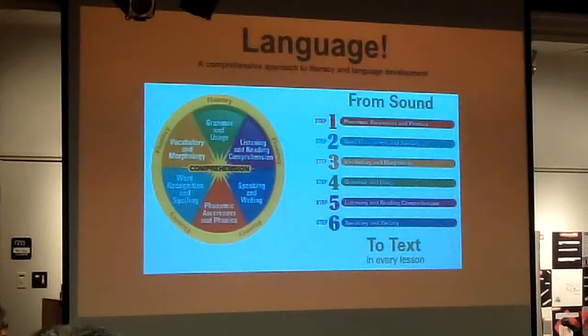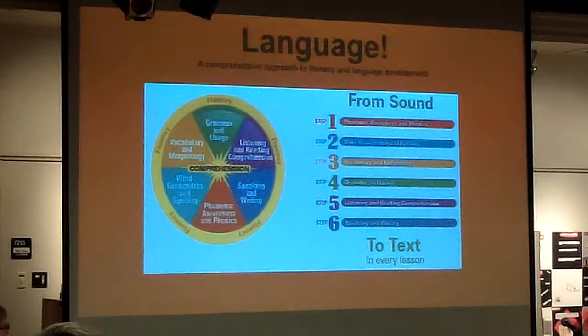Each day in our program, we go through 6 steps in our sequence. We start with the sounds that we produce to make language, and we eventually develop it into the text that goes with language. So each day we start with phonemic awareness, and we listen to the sounds that we make that go together to make words.